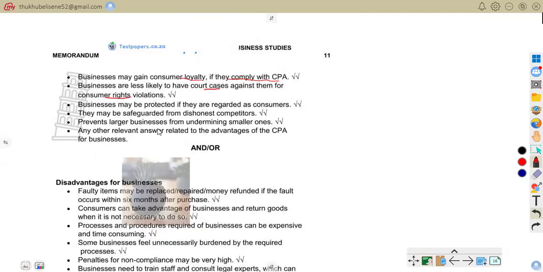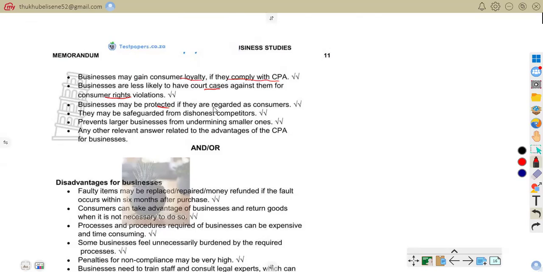Businesses are less likely to have court cases against them for consumer rights violations. So here we are saying fewer court cases. Why are we saying fewer court cases? Because if the business is following the act, this is going to reduce legal disputes. Following the act reduces legal disputes.